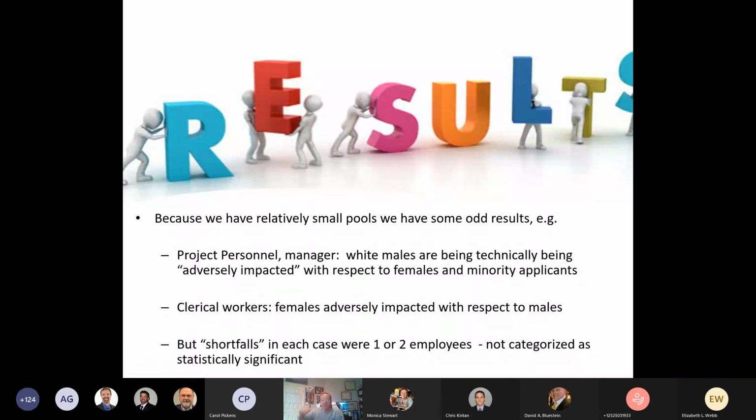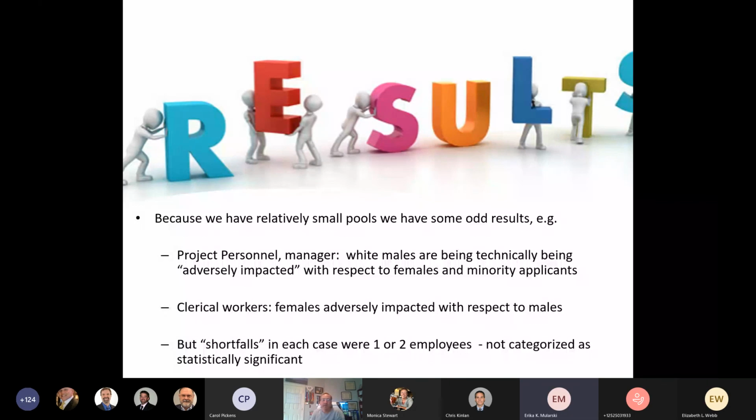Clerical workers, same thing. It showed that females were being adversely impacted with respect to males. And again, that's a matter of hiring one or two clerical workers that are men, and suddenly it may shift the balance from a statistical example. In all of our cases, the shortfalls were one or two employees. So when we get the reports back from the third party that does all this data, you might have some statistical shortfalls, but they won't even be highlighted in yellow. So they're not even actionable.